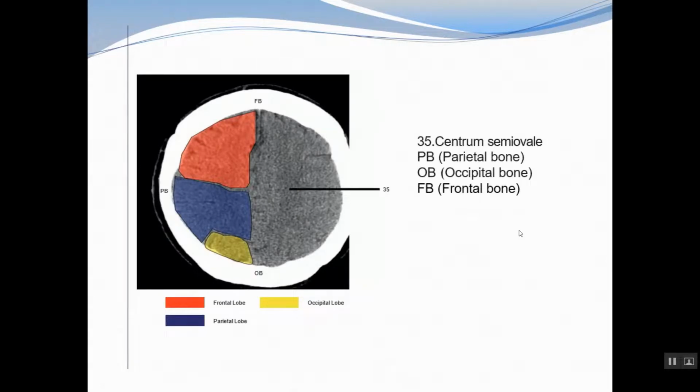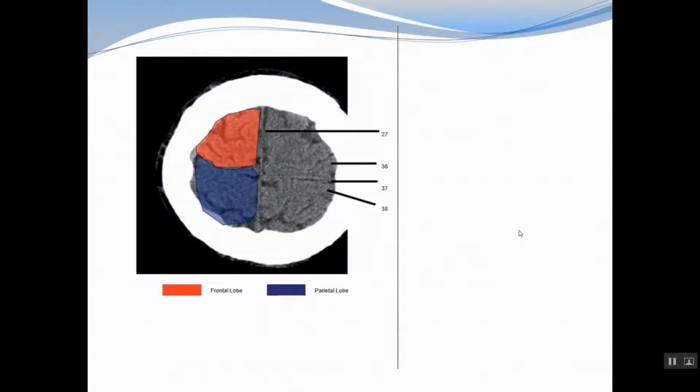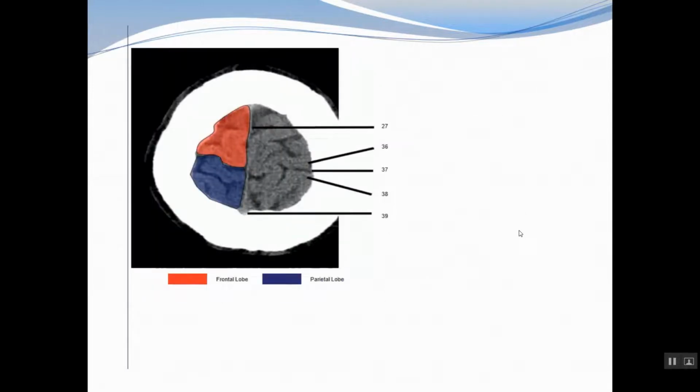Again, centrum semiovale. Again, you see the interhemispheric fissure. You see the precentral sulcus, precentral gyrus, the central sulcus, and postcentral gyrus. Here you see the superior sagittal sinus, and this is the central sulcus, precentral gyrus, postcentral gyrus, and this is the frontal lobe. This is the parietal lobe. At the top of the brain, there is a frontal and parietal lobe.